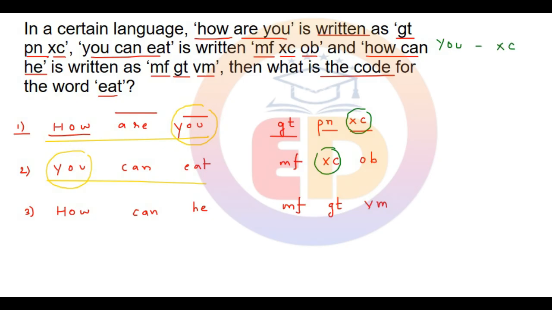Now, let us compare the first and the third. When we compare the first and third, I have a common word, how, in the first as well as the third pair. And since there is a common word, there should be a common code also. I can see that the common code is GT in the first and in the third. So it is clear that the code of how is GT.